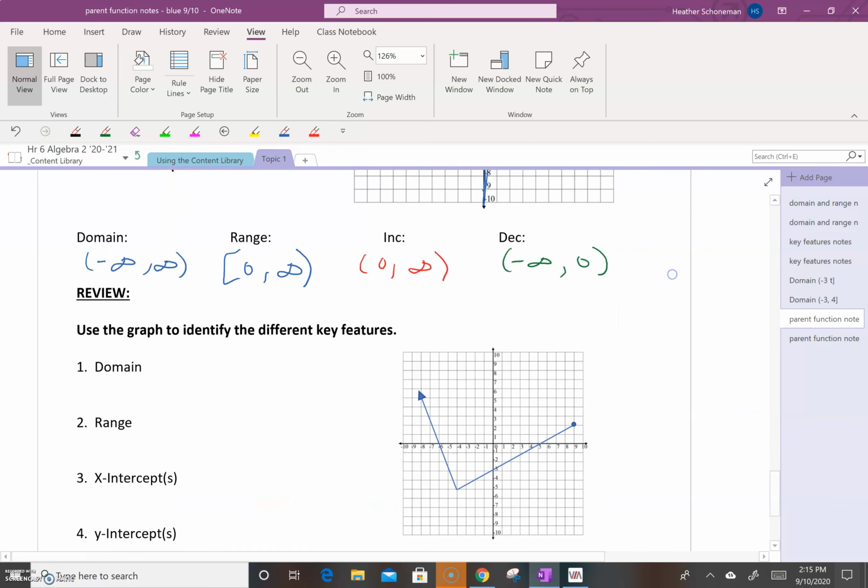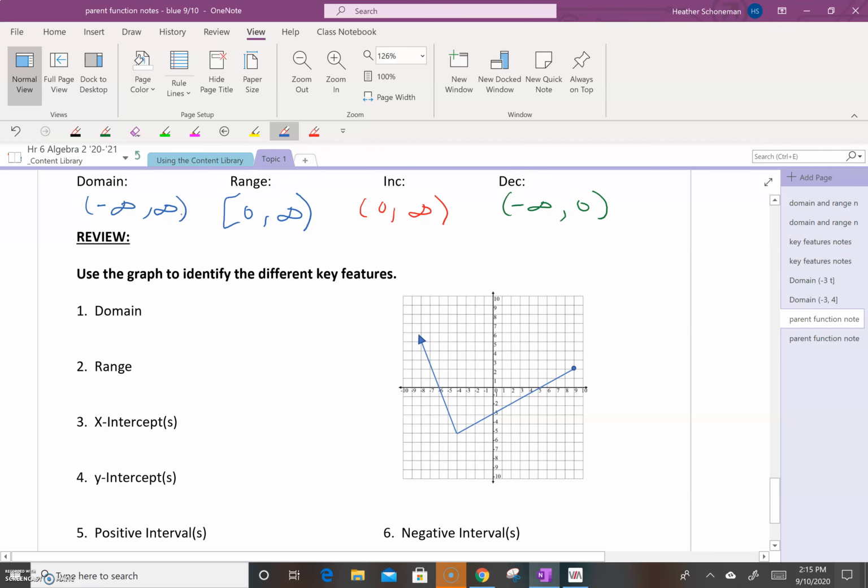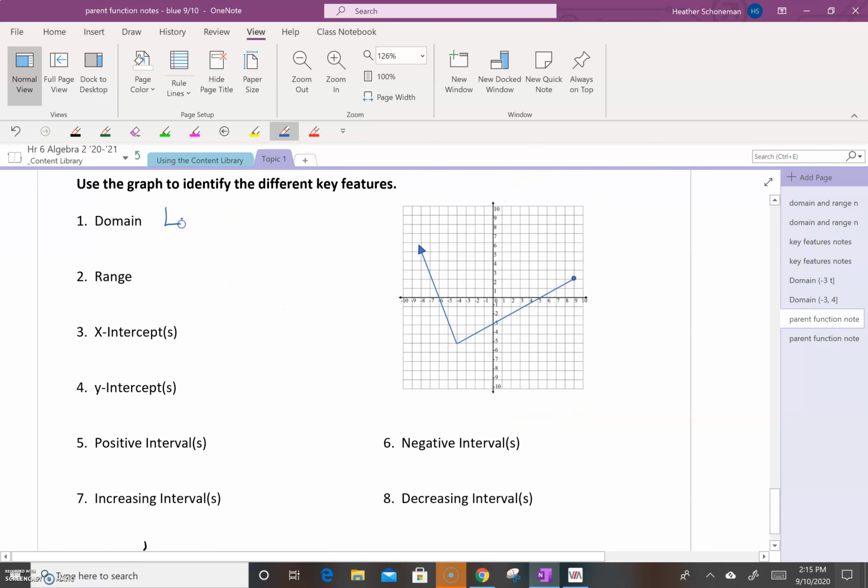Okay, real quick review on key features. Looking at this graph, domain. Domain, you're looking left to right. So as I look left to right, on the left, there's an arrow, so it keeps going out this way, so that's -infinity, and it stops right over here at 9. There's a closed circle, so it's a bracket.